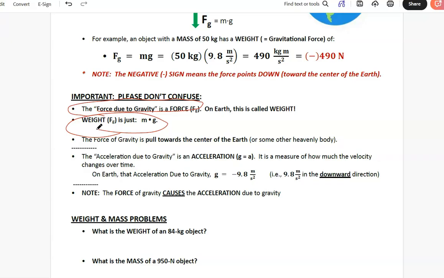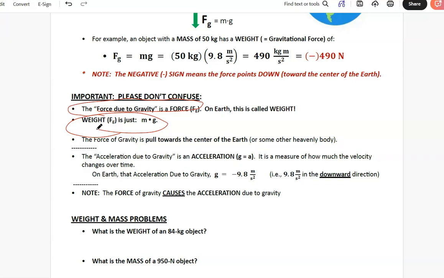And as I mentioned before, if you see a mass, and how do you know it's a mass? It's in kilograms. Kilograms is the unit of mass. If you see a mass, calculate the weight. You might not use it, but you probably will. And if you see a weight, calculate the mass by just dividing by 9.8 meters per second squared. The weight is a type of force. All forces are going to be in newtons, and mass is always in kilograms.